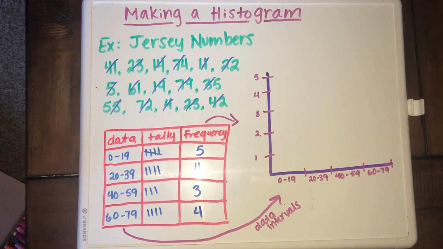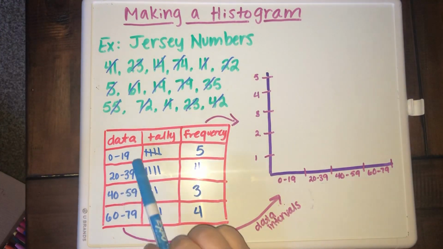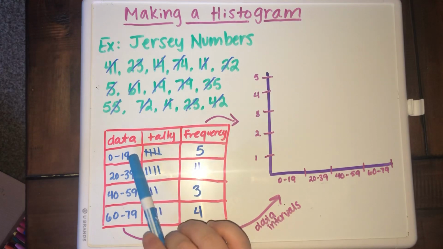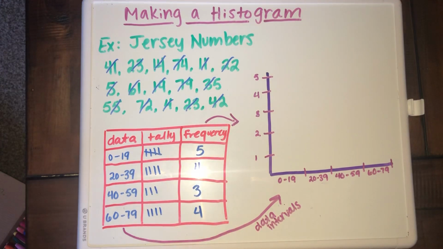So if you notice, we're dealing with our jersey number example again. This is the one that had the bigger range, and so we had to divide our data up into these 20 intervals, or 4 intervals, 20 data points at a time. So we've got our data, we tallied, and we found the frequency. Again, just to recap, frequency means how often something occurs, in this case, how many times a number has shown up in this data interval.